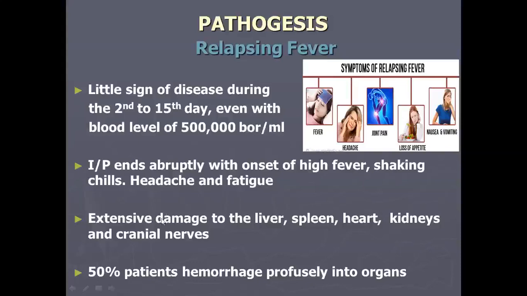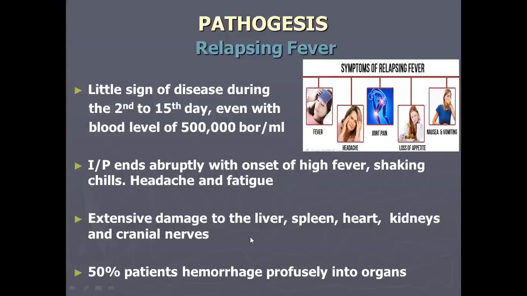The incubation period ends abruptly with the onset of high fever. There is headache, joint pain, loss of appetite, nausea and vomiting. Then shaking chills, these are the common generalized signs and symptoms that can be with any of the organisms. But initially you can have these signs and symptoms. So compared to the infectious dose of just one cell in the case of some organisms, we can have more than 500 cells in order to cause signs and symptoms with Borrelia recurrentis.